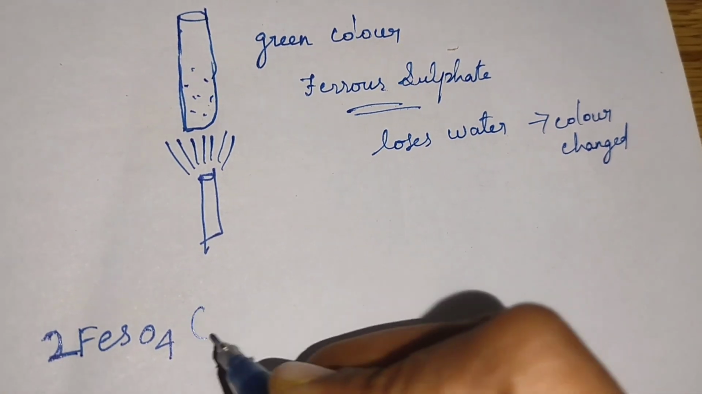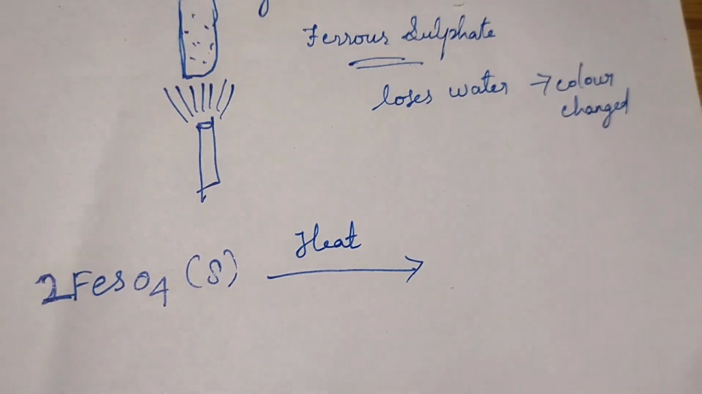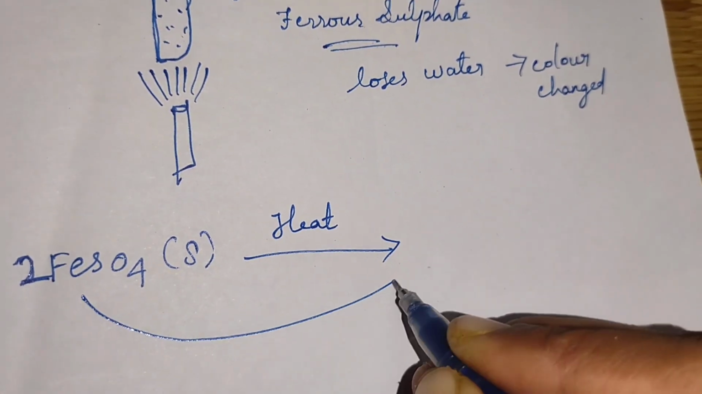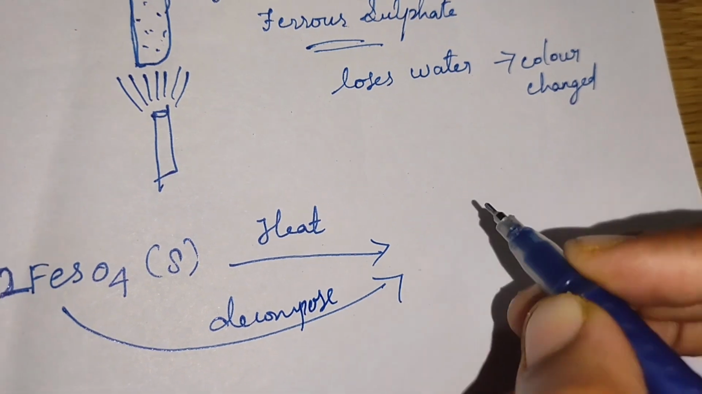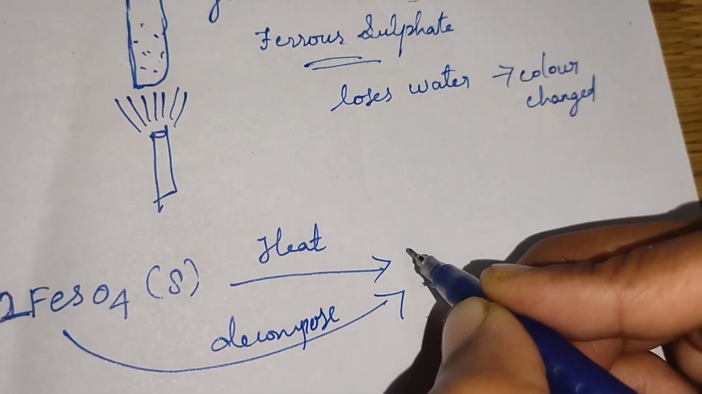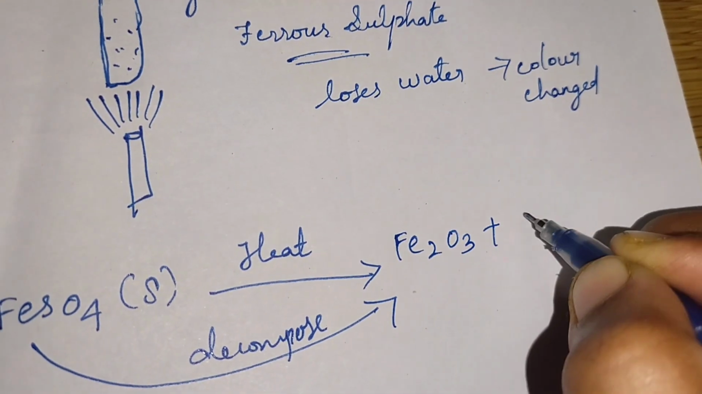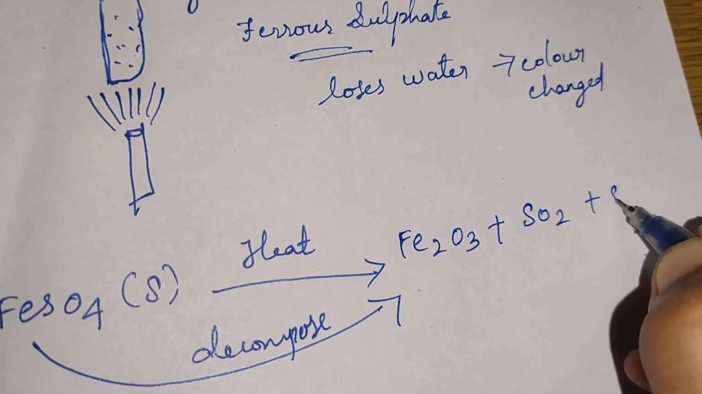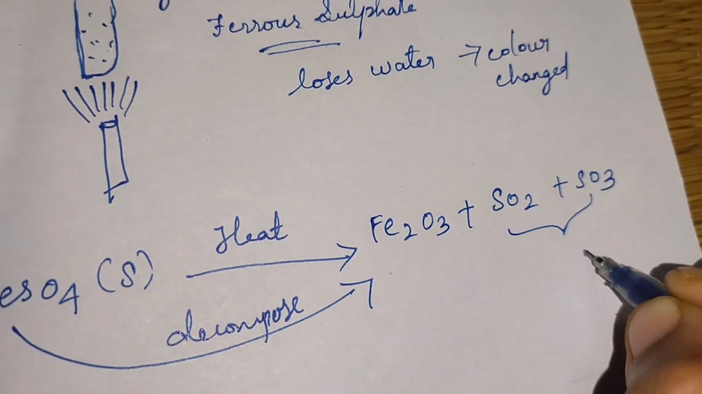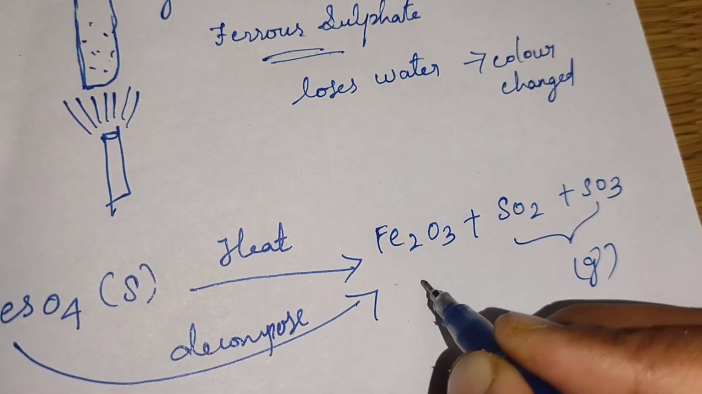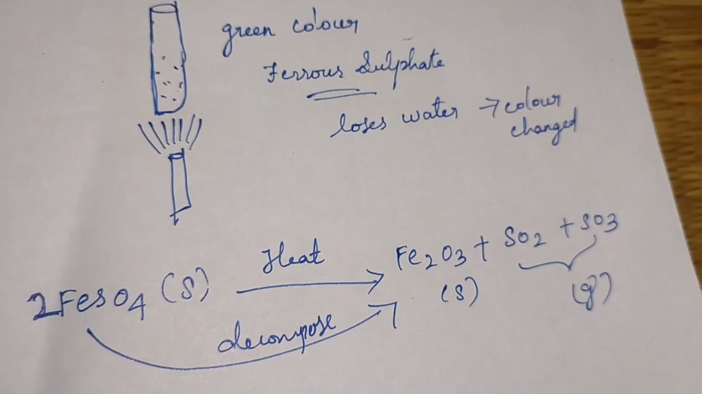Ferrous sulfate is solid. I am heating this, and this ferrous sulfate is decomposed into some simpler products. What are the products? Ferric oxide. What is the formula for ferric oxide? Fe2O3, plus sulfur dioxide and sulfur trioxide. These two are gases. Ferric oxide is solid. So this is an example of a decomposition reaction.